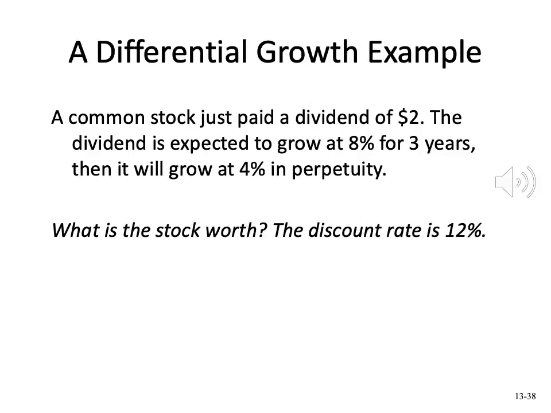Let's look at the following numeric example. A common stock just paid a dividend of $2, so D0 equals $2. The dividend is expected to grow at 8% for the first 3 years, and then starting from year 4, it will grow at 4% forever. How to value the stock price if the discount rate is 12%?